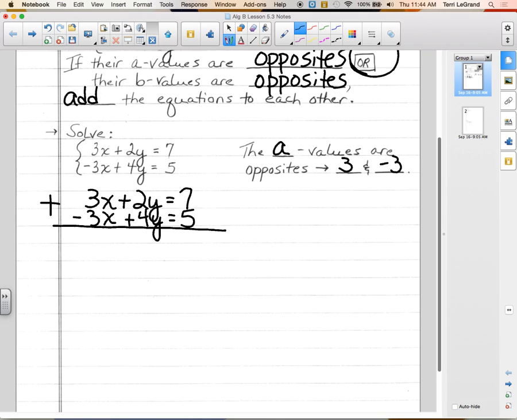Here's what's going to happen. We're going to add these columns together. So this 3x is going to be added to this negative 3x. They're going to cancel each other out, aren't they? Okay. So now what do we have? 2y plus 4y, 6y. 7 plus 5, 12.